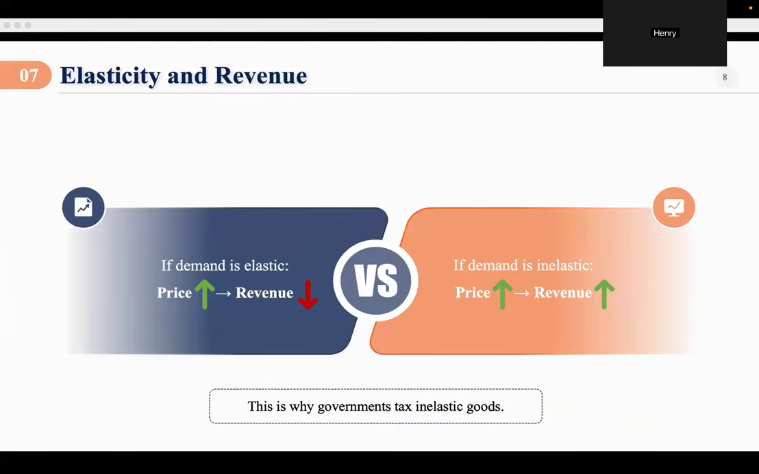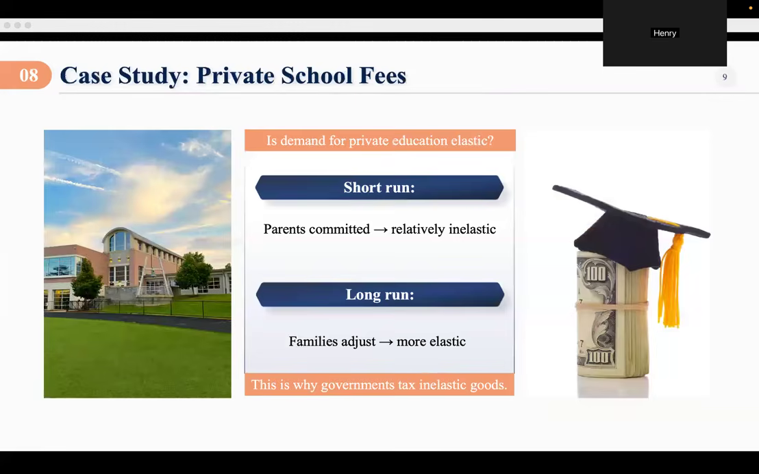Now, elasticity has a direct relationship with revenue. If demand is elastic, an increase in price leads to a decrease in revenue because the drop in quantity demanded is proportionally larger. However, if demand is inelastic, an increase in price leads to an increase in revenue because quantity demanded does not fall much. This is why governments often tax goods with inelastic demand, because consumption does not fall significantly, tax revenue is stable.